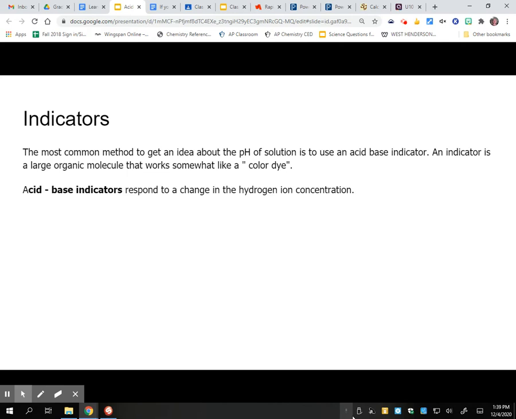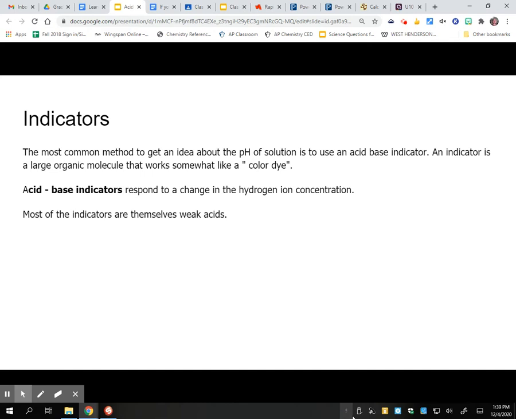When they come in contact with the hydrogen ions in an acid or base, they're going to react. The reason they react is that most of them are weak acids. It changes the chromophore on that molecule, and the chromophore is the part of the molecule that determines its color. So one version has one color, and the other version has a different color. This is a very common way to determine the pH.